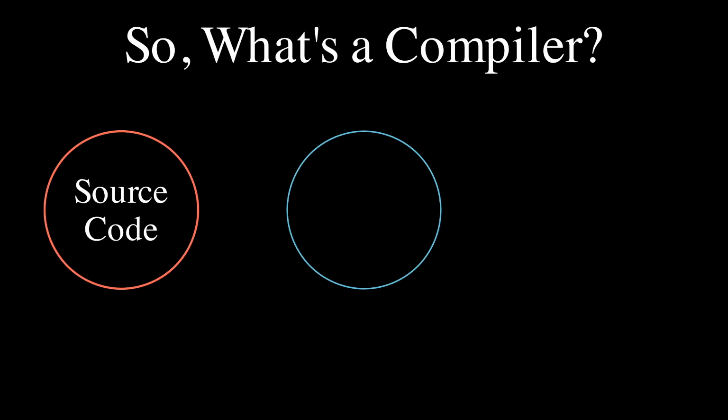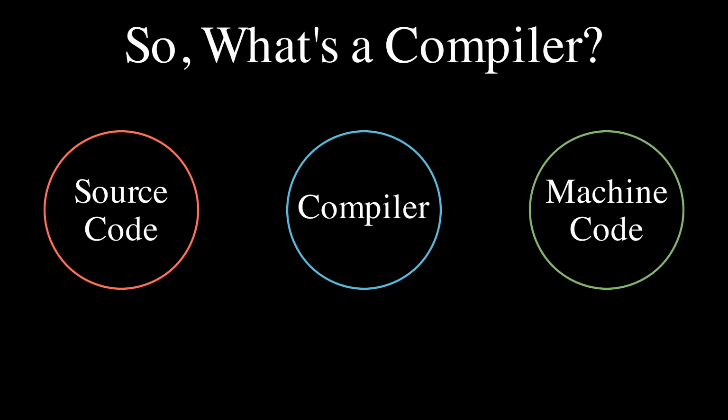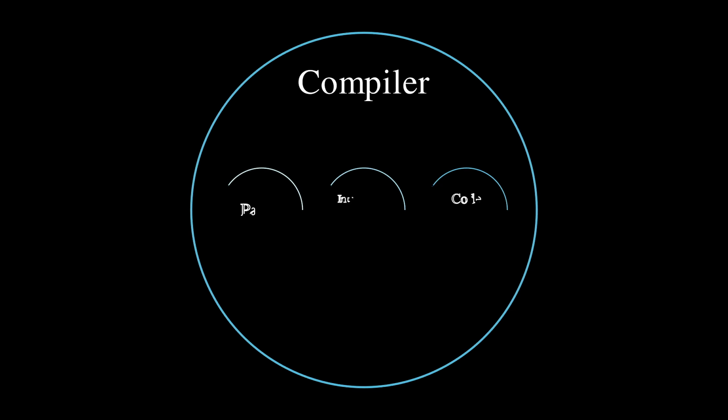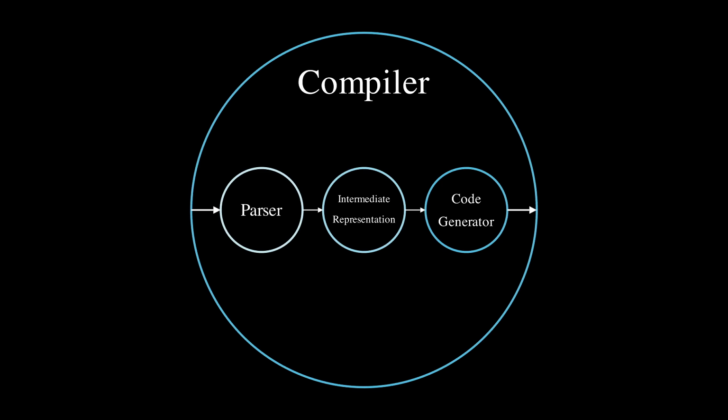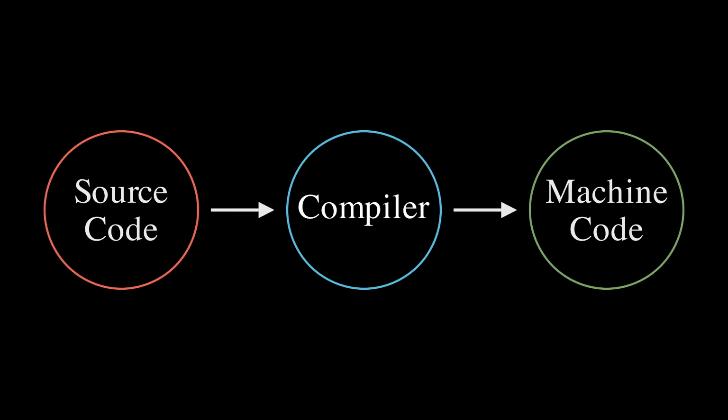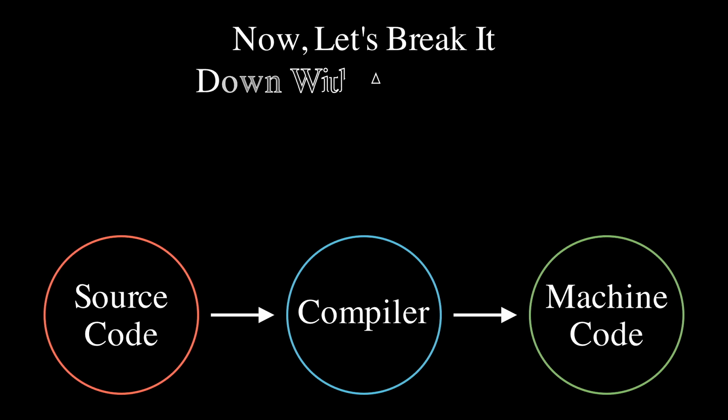So, what's a compiler? Simply put, a compiler is a program that transforms source code into machine code. Inside a compiler, we have a few components: the parser, an intermediate representation, and a code generator. The exact problem a compiler solves and the components that constitute a compiler seem pretty complicated, the kind of stuff a wizard in his ivory tower works on. Let me simplify it for you with an analogy.